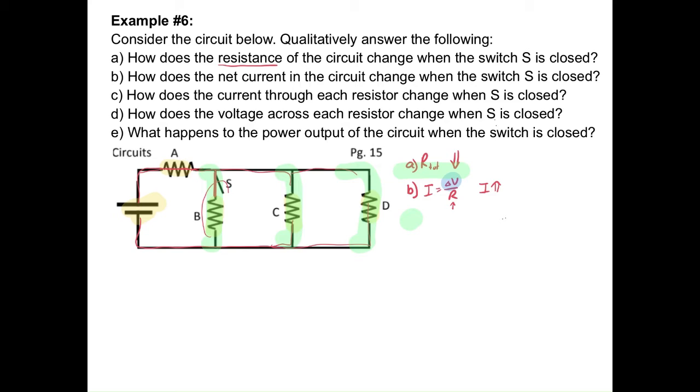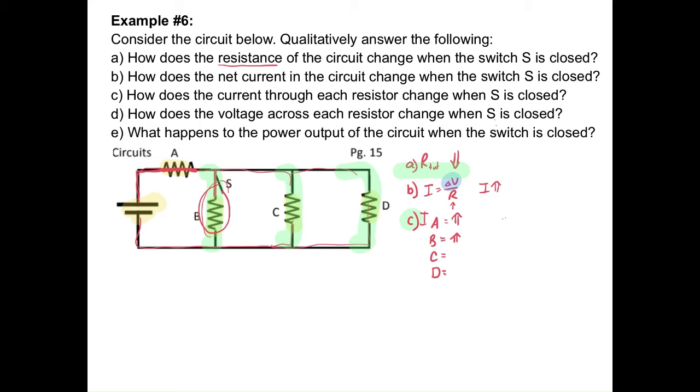Now, letter C asks, how does the current through each resistor change? All right. Now, this is a slightly different question. This one's a little bit harder, I think, because now we have to look at each resistor. So we're going to look at A, B, C, and D, and we are looking at the current for each of those. Now, the total current in the circuit went up. All of the current has to go through resistor A. So if all of the current is going through resistor A, then the amount of current going through A increases. All right. Now, B as well, there wasn't any current going through B before, and now there will be current going through B, so the amount of current going through B increases.